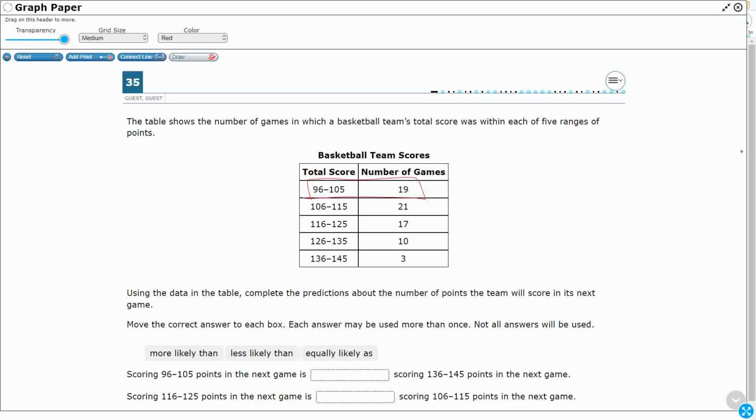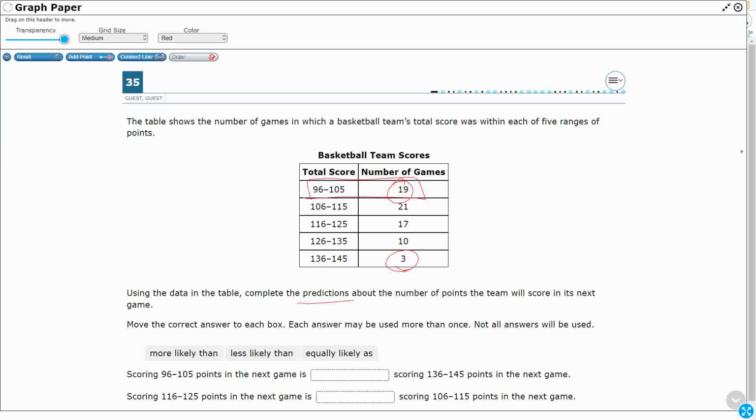If we're using these predictions to predict the future, then we're not necessarily using any kind of theoretical probability. This is actually going to be based on what has happened in the problem itself, so this would be a simple experiment. What we need to do is make a prediction. So I've got my 96 to 105. I've got 19 games that have scored in that range. Look at this 136 to 145. That's the very top band.